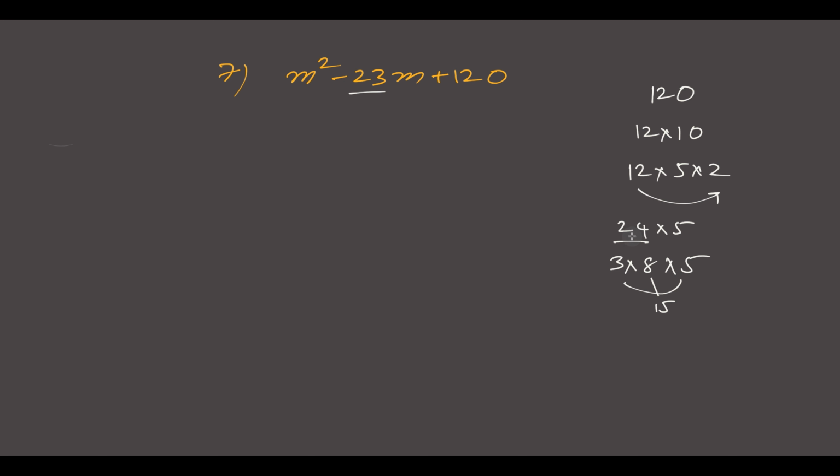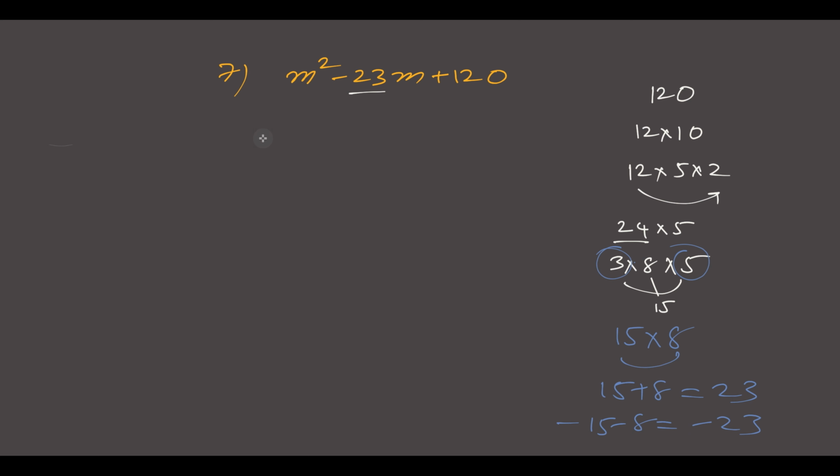Now what I did was, 24 I split into 3 into 8 and this 5 as it is. Now I'm going to take these two numbers. 5 times 3 is 15 and this is going to be 8. Now if you see, 15 plus 8, I'm going to get 23. But here the question is minus, so minus 15 minus 8 is going to be minus 23. So we have to replace 23 with minus 15 minus 8.